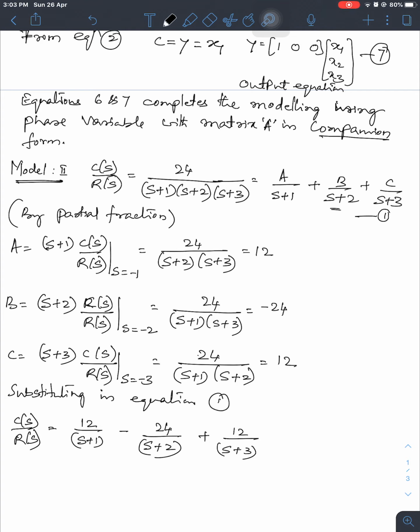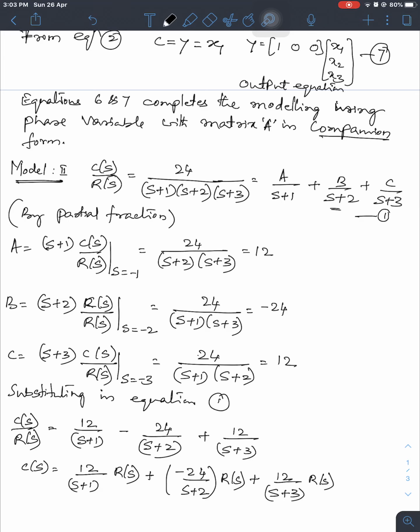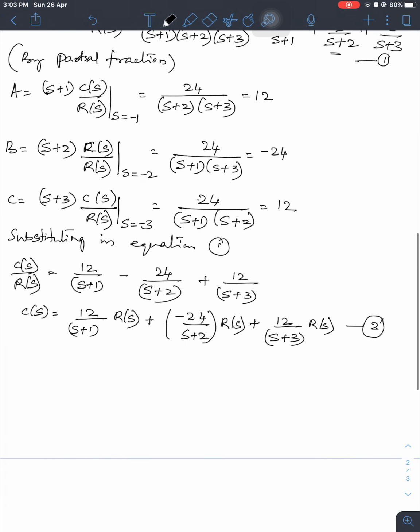We will cross multiply. R(s), we will take it to the right hand side. C(s) is 12/(s+1) into R(s) plus minus 24/(s+2) into R(s) plus 12/(s+3) into R(s). This is the equation 2. Okay. What do we do?